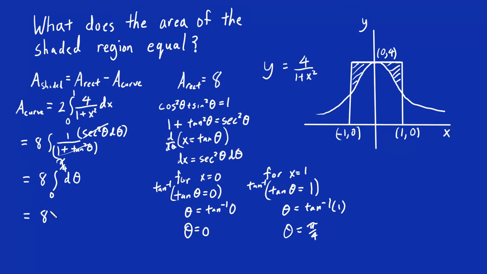And then we have 8 times the integral of 1, which is just going to be theta, and we're going from 0 to pi over 4. So this is equal to 8 times pi over 4 minus 0. And pi over 4 times 8 is just equal to 2 pi. And so this is equal to the area under the curve. So our final answer for the area of the shaded region is just equal to the area of the rectangle, which is 8, minus 2 pi.